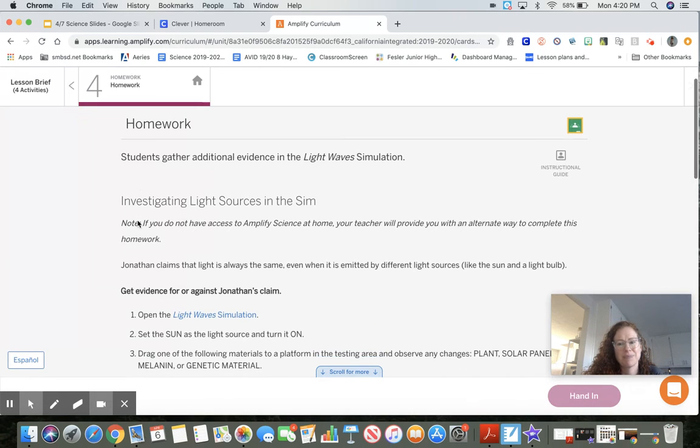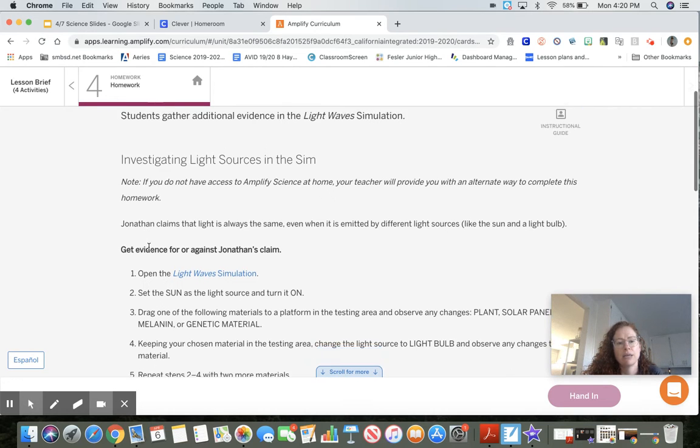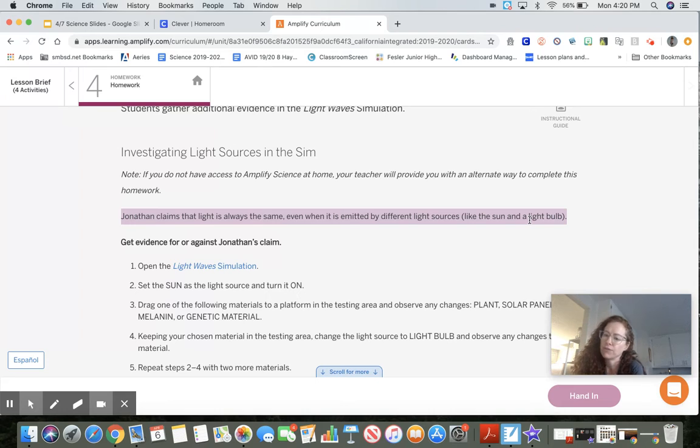Okay. So the investigation we're looking at is the light sources, right? So this is a big part right here. Jonathan claims that light is always the same, even if it is emitted by different light sources, like the sun and the light bulb. So he is saying that it doesn't matter if we use the light bulb or the sun, it's going to have the same effect.